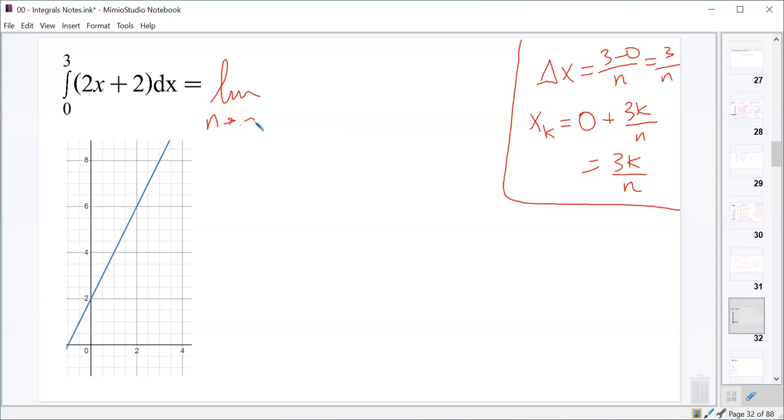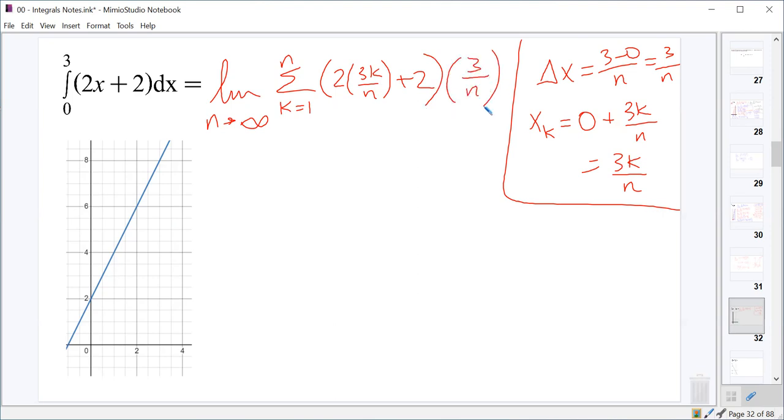A limit as n approaches infinity of a sum from k equals 1 to n of 2 times x sub k plus 2 times delta x. Same limit and summation we've been doing this whole time. And it just requires some simplification here.